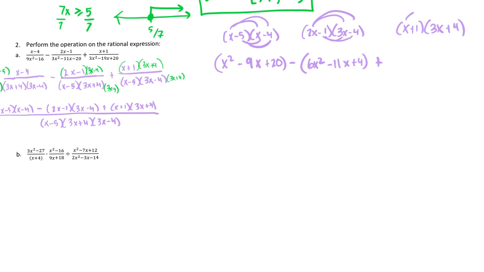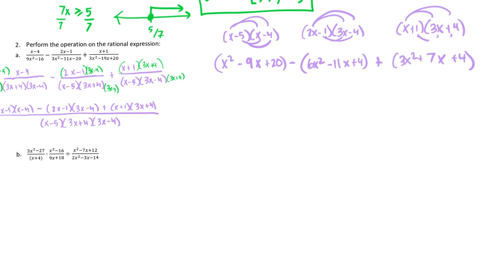If I distribute this through, I have 3x squared plus 4x plus 3x plus 4. Whoops, and let's combine those together. That's what I was doing on the other ones. So the 3x plus the 4x is 7x, and then plus the 4.